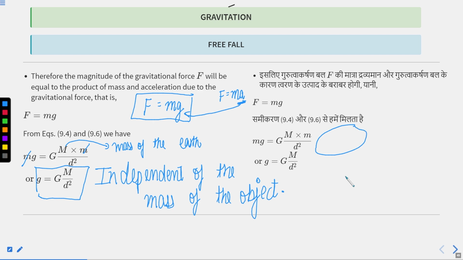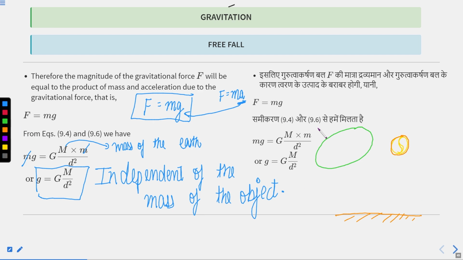Let's draw a watermelon. A huge watermelon and a tennis ball. I hope this ball is visible to you. Both are released at the same time. Which object will reach the ground first?